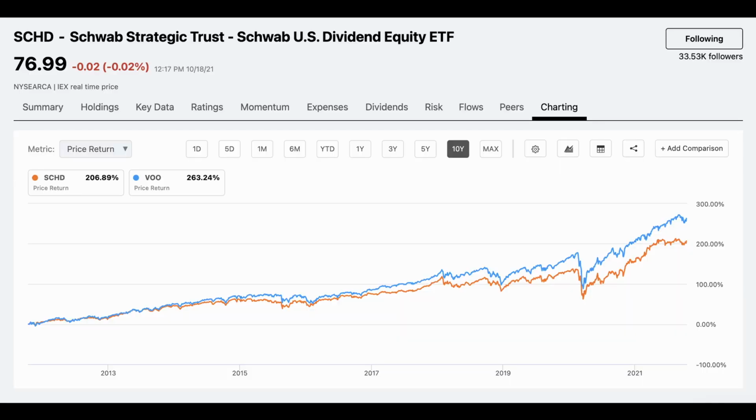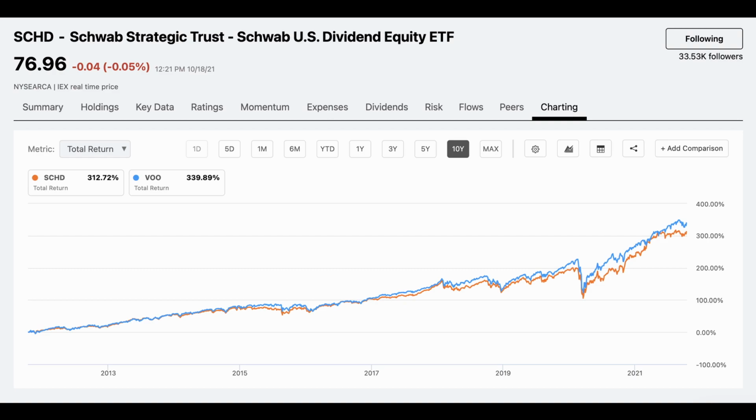So to slap some numbers on this one, over the last 10 years, SCHD has grown about 207%, whereas VOO has actually grown 264%, meaning if you invested $10,000 in SCHD, 10 years later it would have been worth $30,600, and VOO would be worth $36,400, so like $6,000 more over that time period.